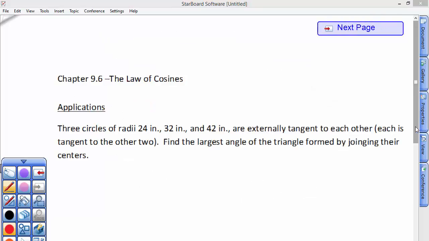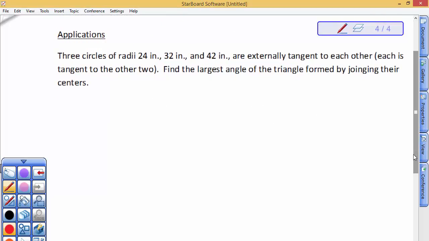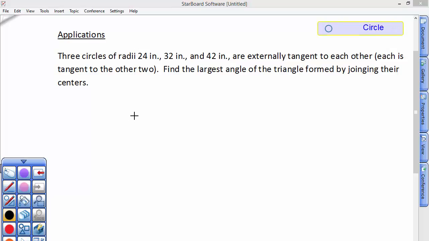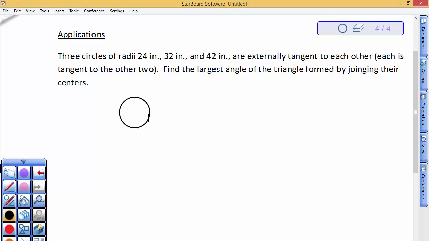I've got to hurry here, and I want to just set you up for one more question. So 3 circles of radii 24 inches, 32 inches, and 42 inches are externally tangent to each other. So this is what we've got going on here. We've got a 24-inch circle, then a 32-inch circle. Ooh, maybe that one needs to be the 42-inch circle. And then let's go right here and make this one. And they're supposed to touch, so I'm trying to make these two touch, and I'm going to be a little bit off.